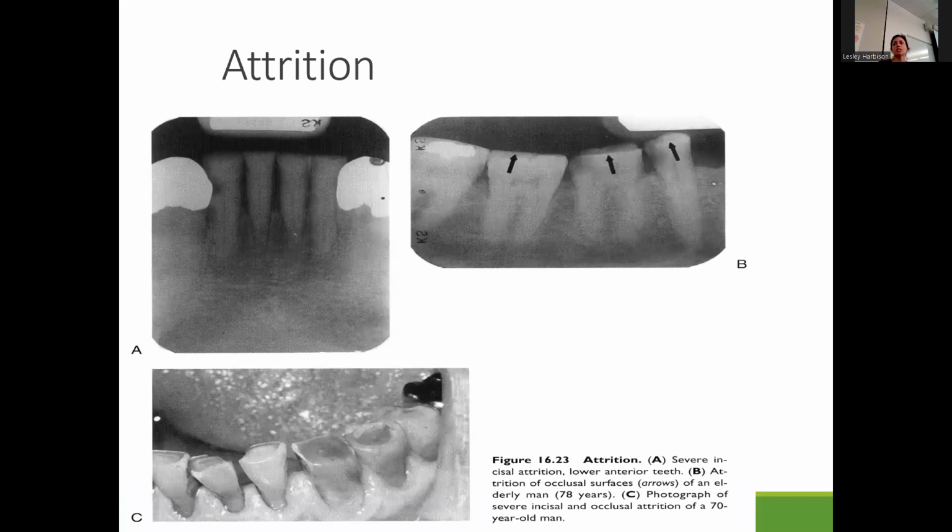So here are some images from a radiograph perspective and then from a clinical view of attrition. This is not normal. Somebody should not have that much attrition. They have a massive bruxing problem if they have worn away their teeth that much, and they should be wearing a guard or something. But you will see that. You'll see people with that much attrition and they just don't wear a night guard.